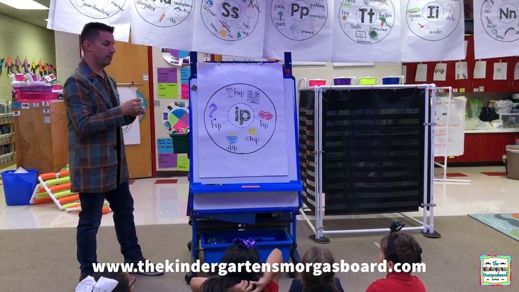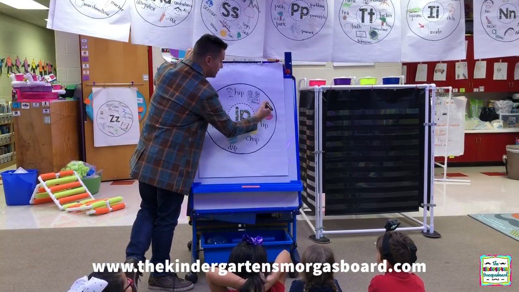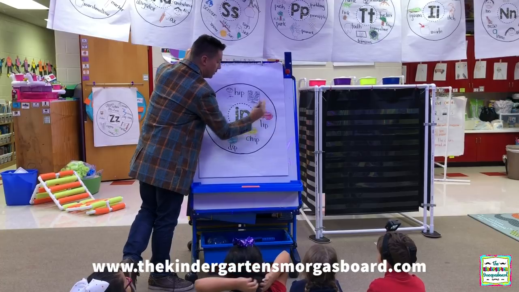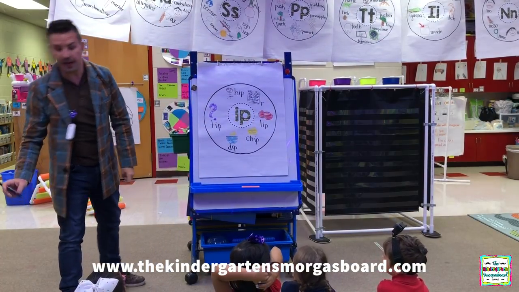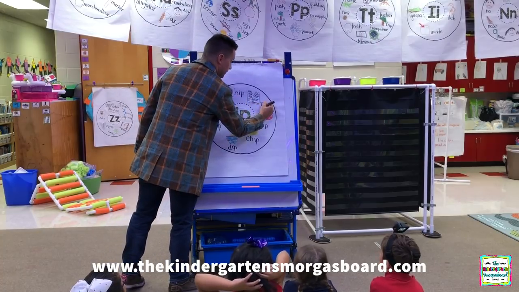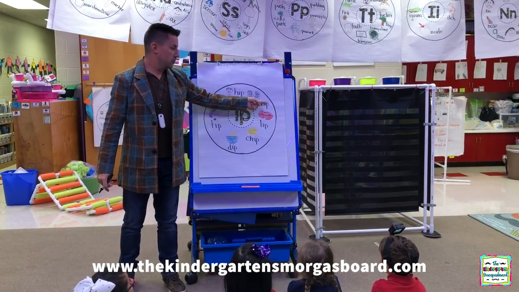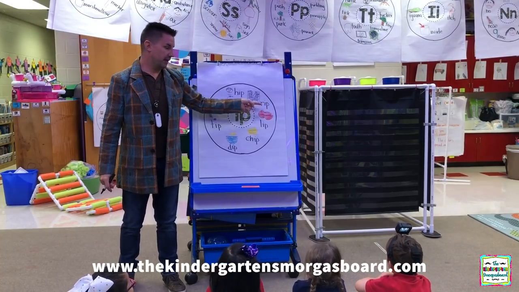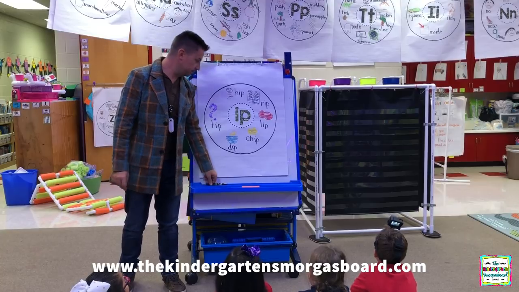Rip. What sound? R. How do we spell R? What's our word family? Ip. How do we spell ip? I-P. All right, let's see if you can do this one by yourself. R. Ip. Rip. Again. R. Ip. Rip. Okay.